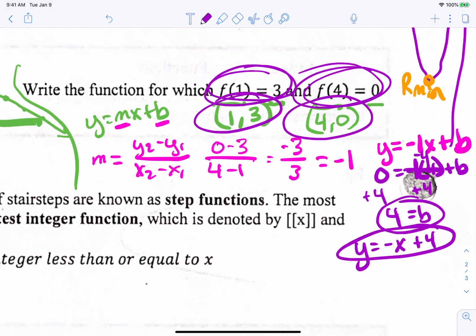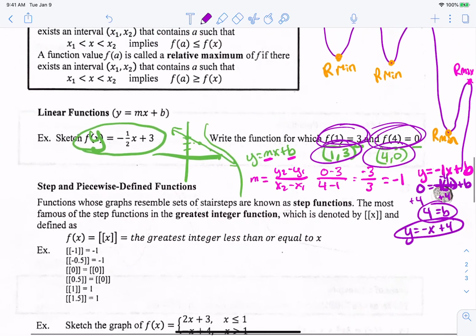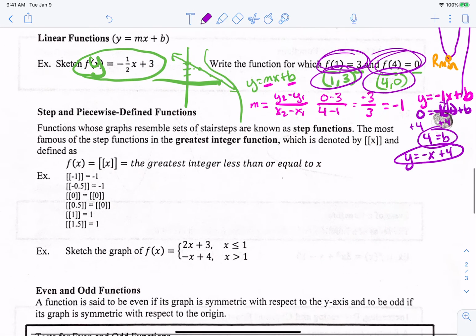Good? What if a graph has no symmetry at all? Then it's neither. Remember, it doesn't have to be even or odd. Even is only y-axis symmetry. Odd is only origin symmetry. X-axis symmetry would be something like this, which isn't even a function at all, because it doesn't pass the vertical line test.